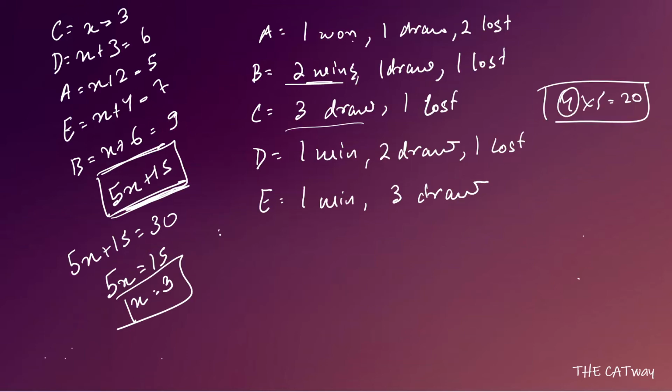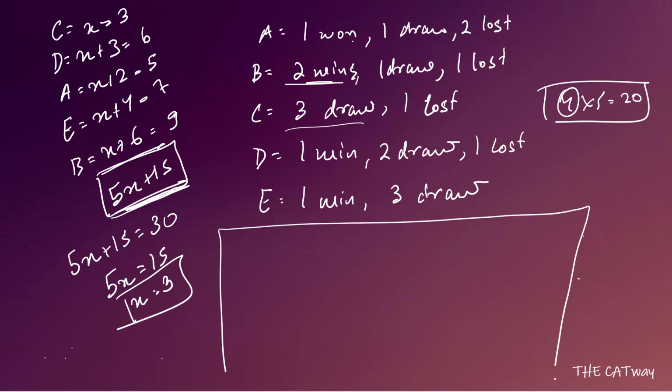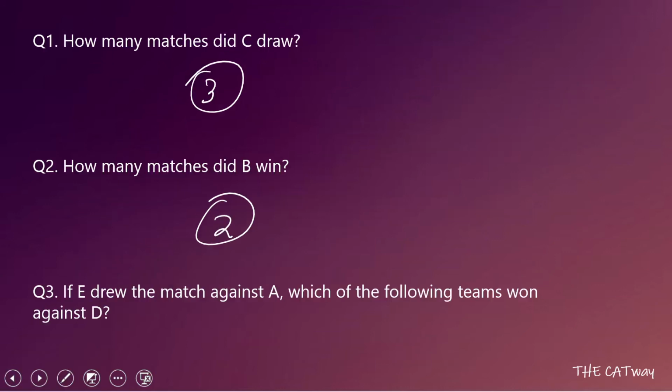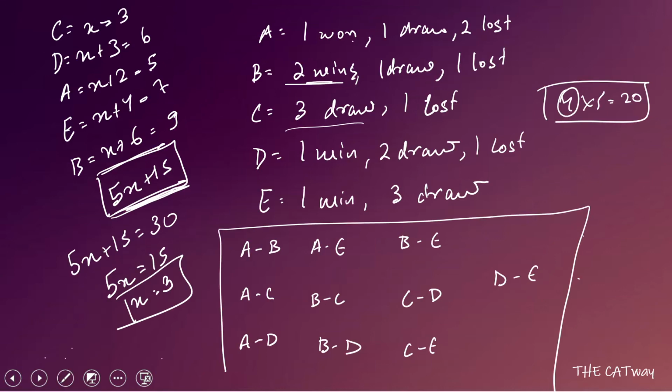So for this, what we are going to do is, we are going to write all the matches. Okay, that is the match between AB, match between AC, match between AD, match between AE, match between BC, BD and BE. Then we have CD and CE, and then at last we have D versus E. Now it has said that the match between E and A is a draw. So E and A played a draw match.